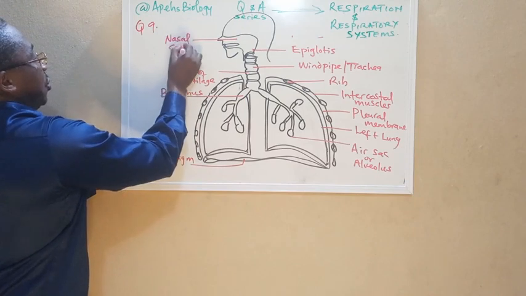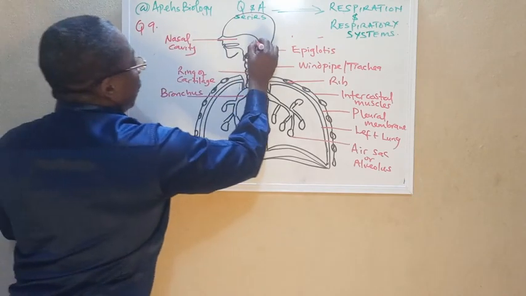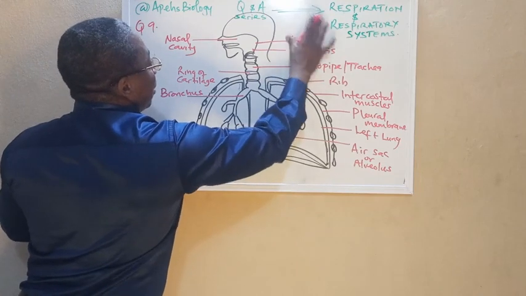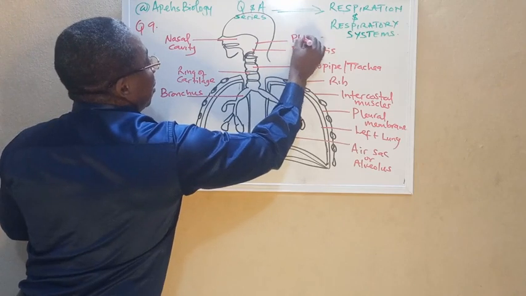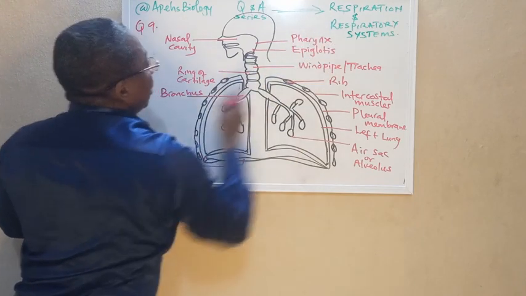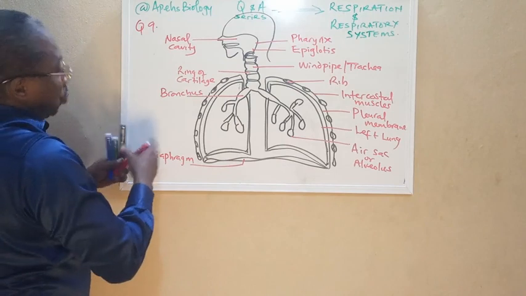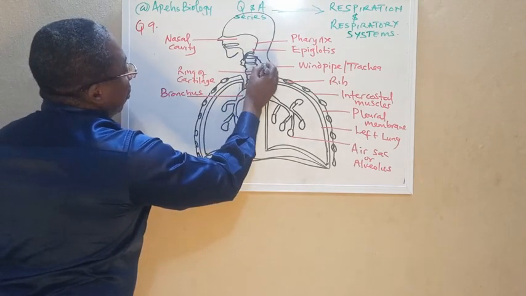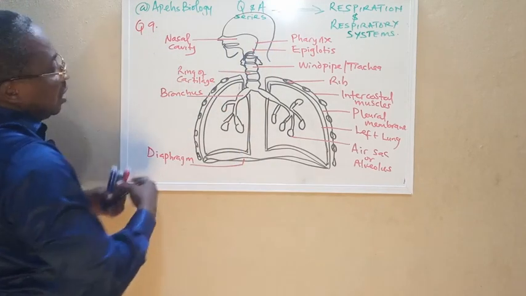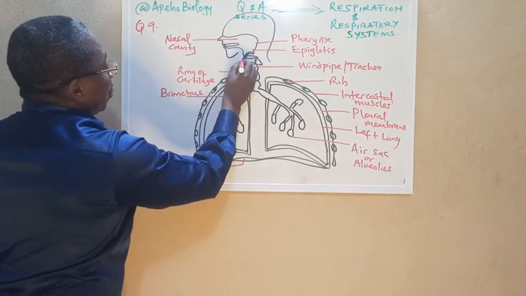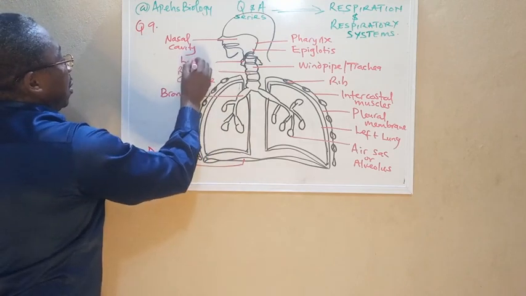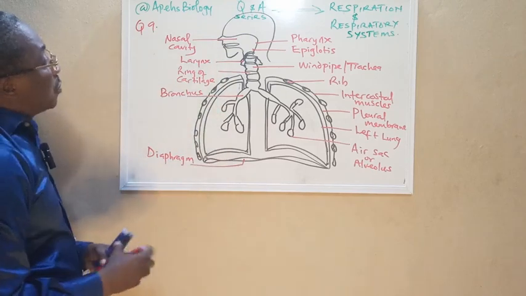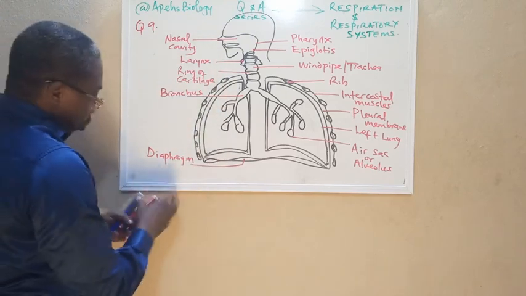Nasal cavity is shown here, and then the back of the mouth here is called the pharynx, right? As the pharynx, the back of the mouth. And then we must not forget to show that we have a very important structure here that allows us to produce our voice, and that voice works. That structure is popularly called the larynx.